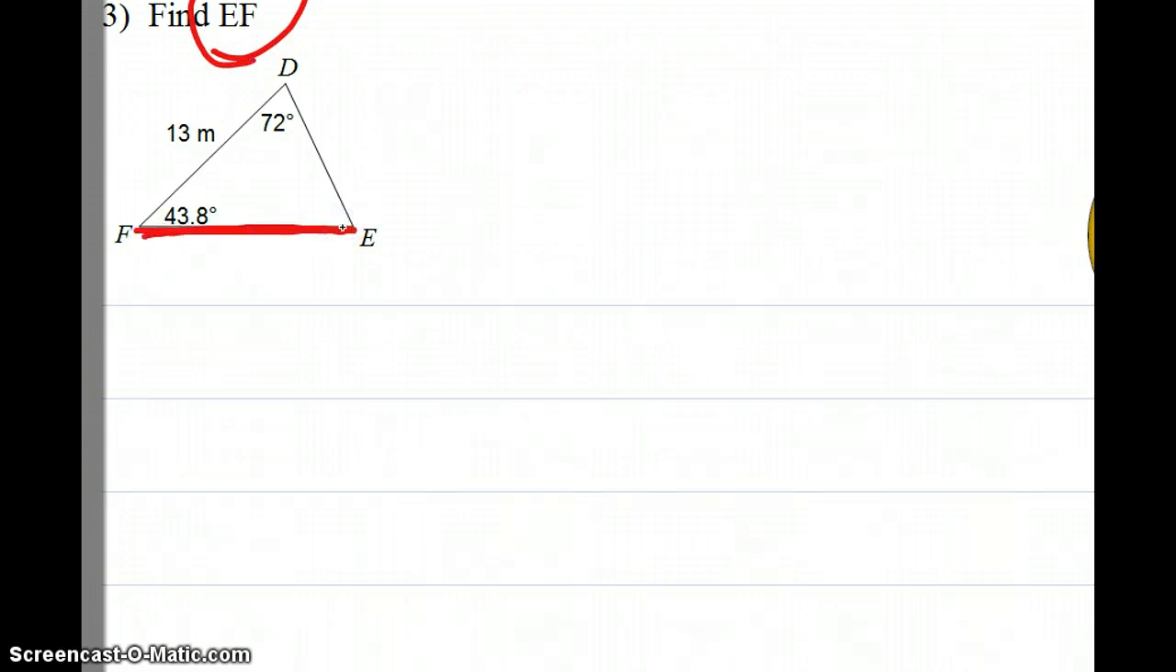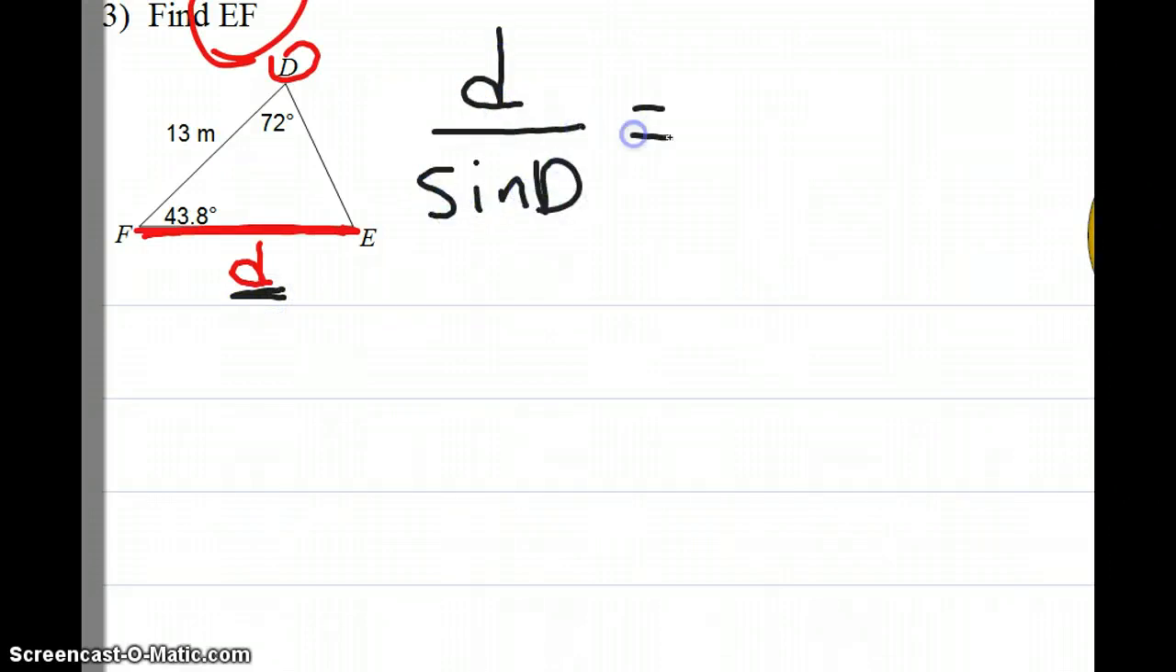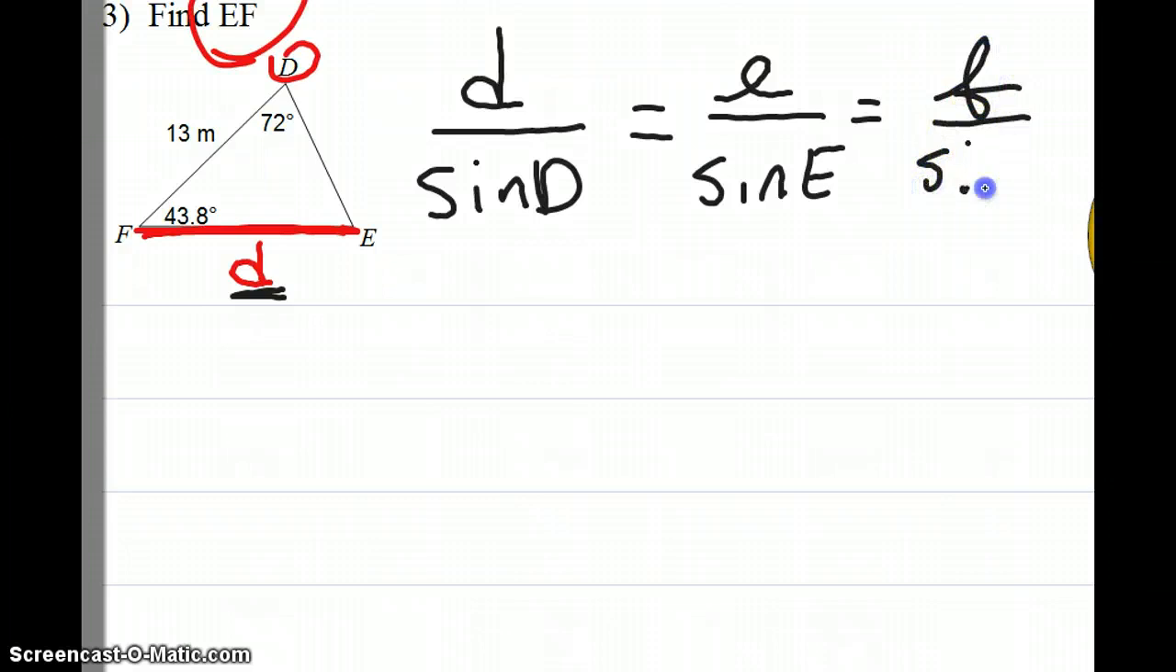Let's use letters to denote what this side would be: small d. Why? Because it's across from angle D. Earlier I said you want to set up the law of sines such that the unknown, what we want to find, is in the numerator. And then you always want to put the ratio of what I know. So if I have E, I know, over the sine of E, and F over the sine of F.